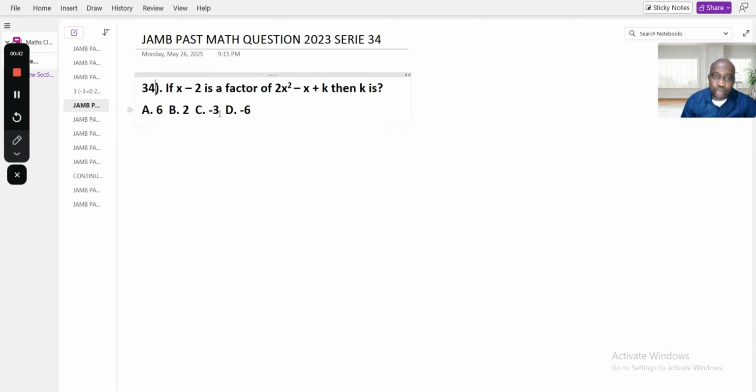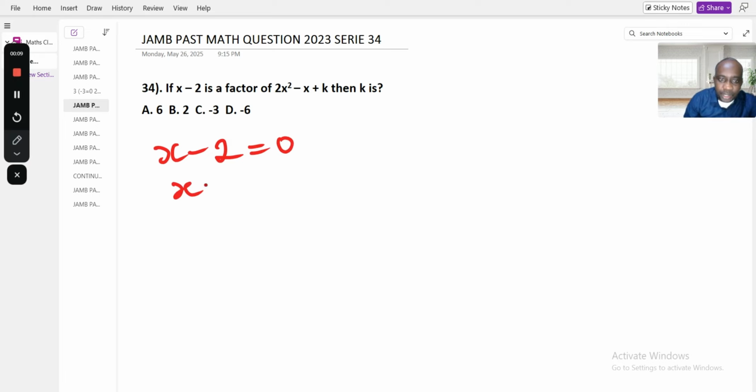If x minus 2 is a factor of 2x raised to power 2 minus x plus k, then k is what? When you have a question like this, say if x minus 2 is a factor, therefore let's write the factor, which is x minus 2. It means that it equals 0. You substitute for x. Our x is going to be x equals 0. This minus 2, when it jumps to the other side of the equal sign, you change to plus. Our x is going to be 2. If our x is equal to 2, then what is the value of k?